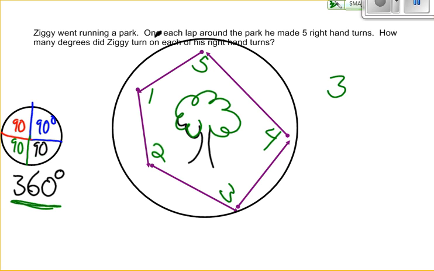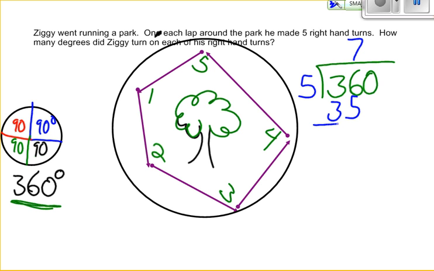So in the end, we can say, okay, if I have a 360 degree lap, that's completely around, and I have 5 turns, that means 5 going into 360 should give me the number of degrees in 1 turn. So 5 goes into 3 0 times, 5 goes into 36 7 times, 7 times 5 is 35, and 1 goes down, 0 goes down, 5 goes into 10 2 times. And so our answer would then be, how many degrees did Ziggy turn on each of his right-hand turns? It would be 72 degrees.